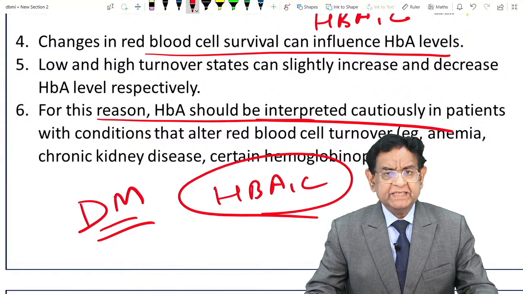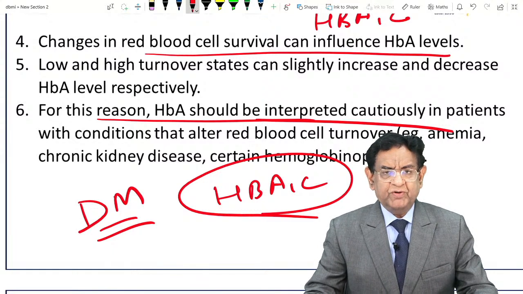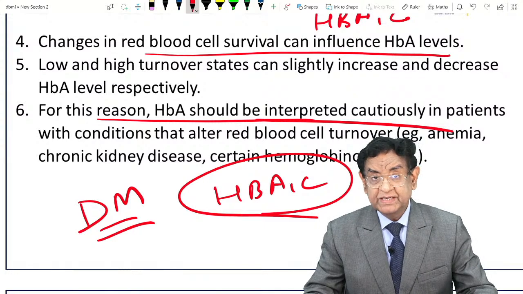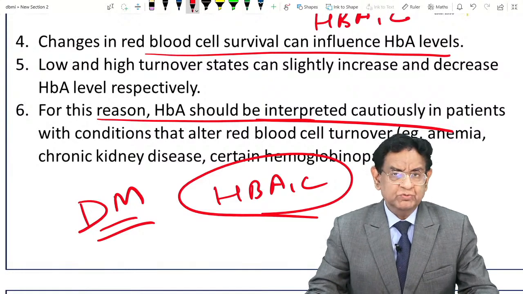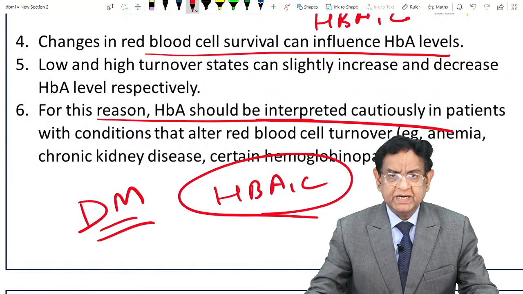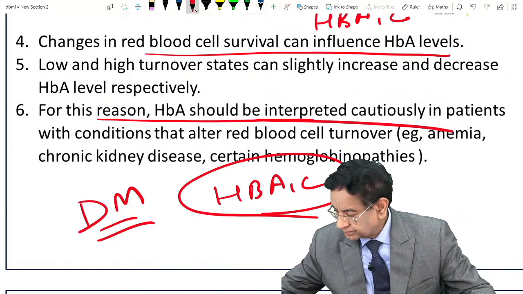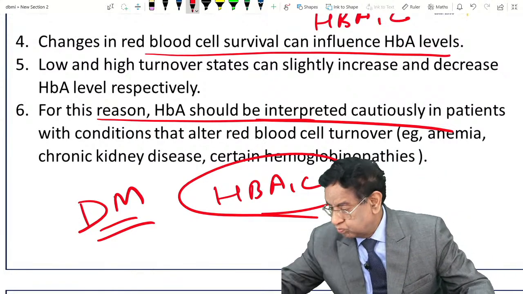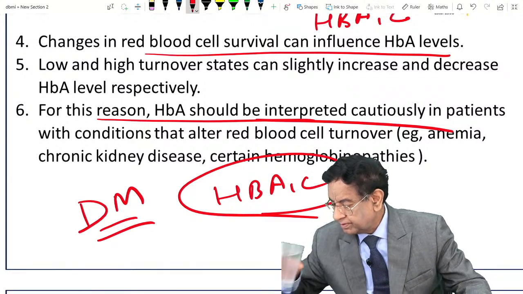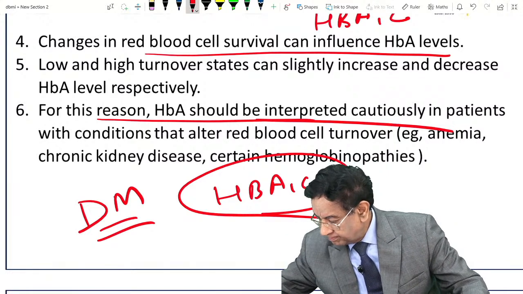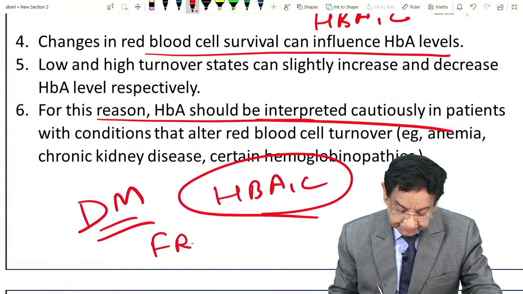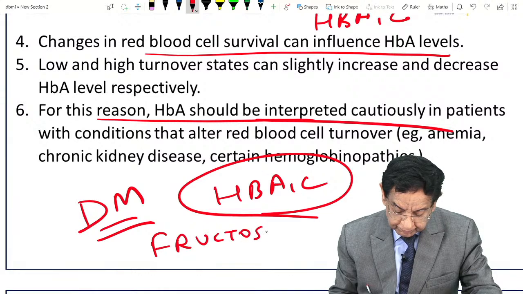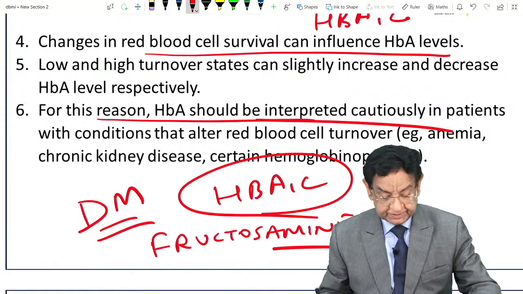We got a beta thalassemia patient with diabetes. We want to monitor; which investigation will you do? Write down the answer in your copy. So look for the long-term diabetes control. Well, the answer is fructosamine. Right.